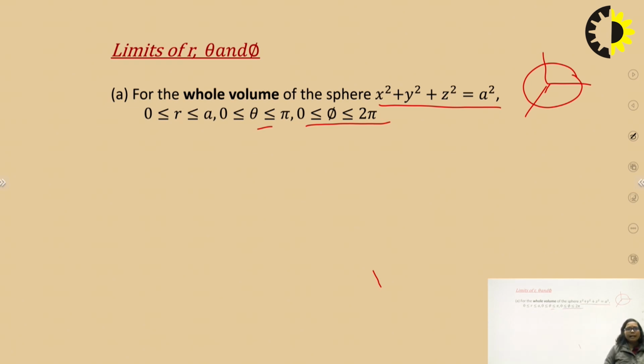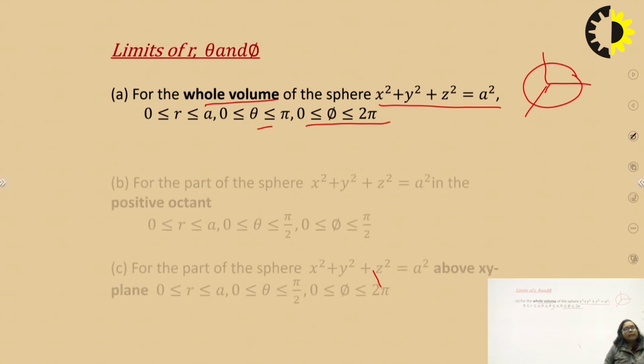And what is theta? Theta is the angle, means if this is your sphere and you need to measure it like this, this angle is nothing but the angle theta. So theta takes the value only from 0 to pi. So the value for r is 0 to a, theta is 0 to pi, and phi ranges from 0 to 2 pi. This we have discussed for the whole volume of the sphere, means if you are taking the full sphere.